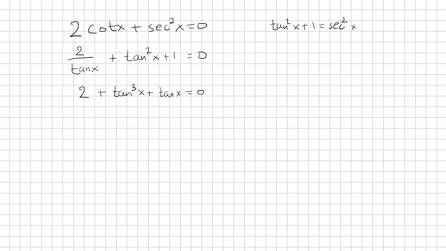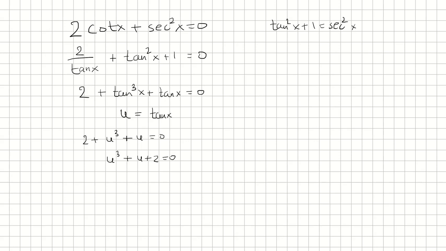And if you don't like working with tangent, you can make a substitution. You can let u equal tangent of x. So you have 2 plus u cubed plus u equals 0. And I'm just going to rewrite it like this. U cubed plus u plus 2 is 0.